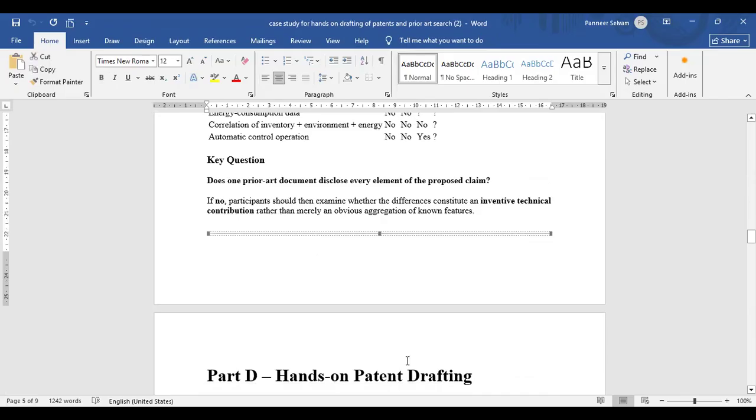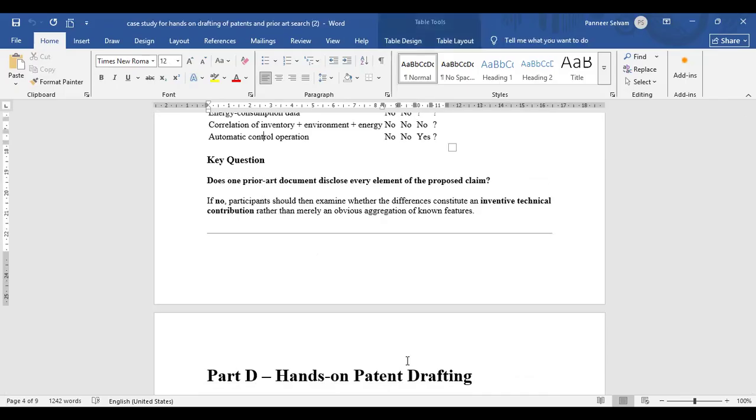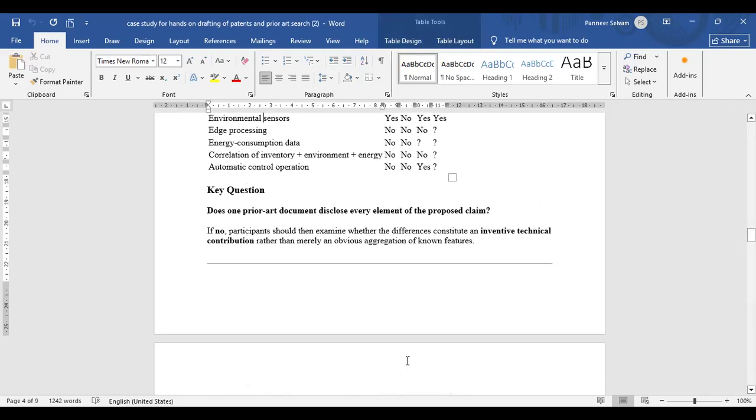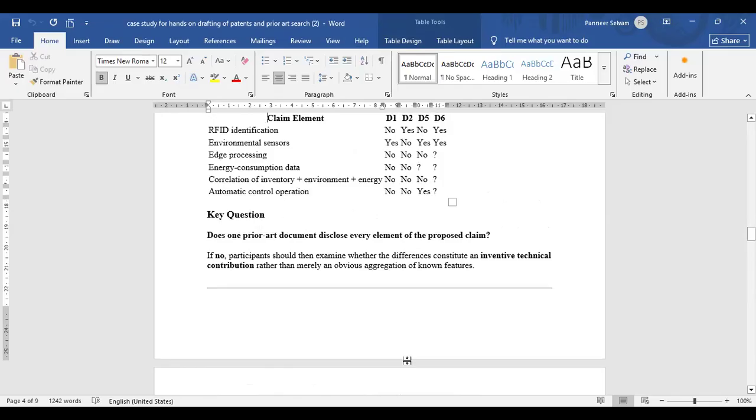Say, for example, document 2 discloses RFID identification, while document 1 discloses environmental sensors. Document 5 discloses automatic control based on environmental condition. But the important question is whether one document discloses the complete combination, particularly the correlation of inventory, environmental, and energy data with an adaptive control mechanism.